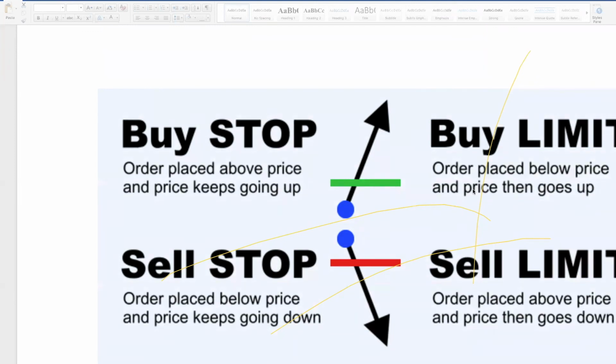Sell stop: an order placed below the price. You place a trade below your current price in anticipation that the price is going to continue down. Then sell limit: an order placed above the price. You're anticipating that this price is going down, but before it goes down, it has to go higher to a certain level, then it will keep going down.